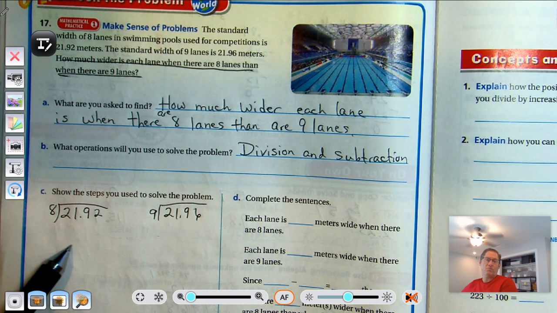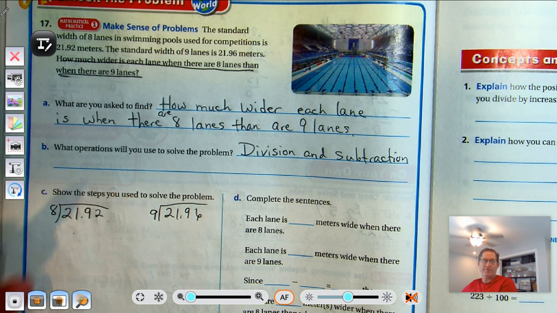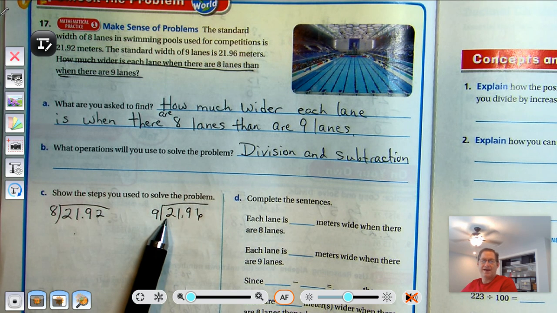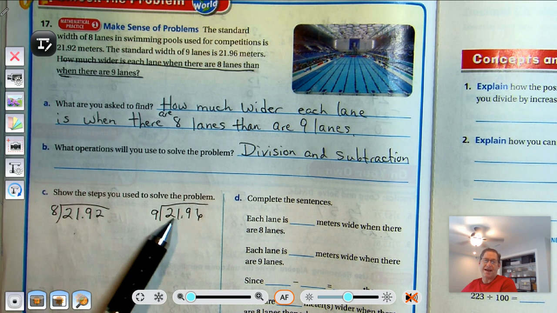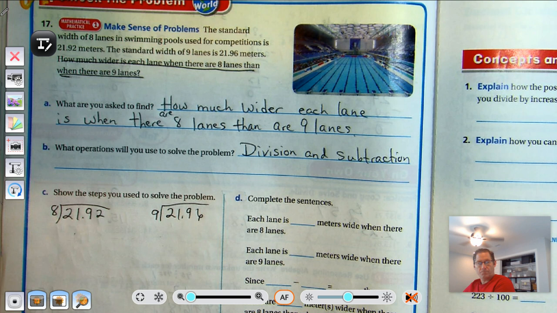All right, so 21, that's close to 24. 24 divided by 8, that's 3. So my answer is going to be about 3. And here, 21 divided by 9 is, let's say 18 divided by 9, that's going to be close to 2. So that's just for placing the decimal point.